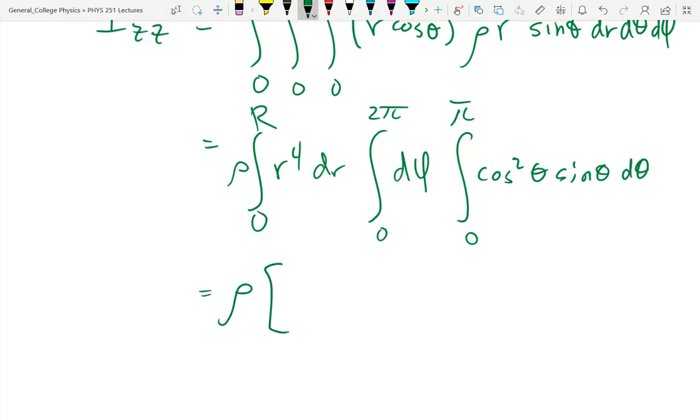What's the integral of r to the 4th dr? R to the 5th over 5. Putting in the limits already, we have that. Integral from 0 to 2 pi of d phi, 2 pi. Integral of cosine squared theta, sine theta d theta.